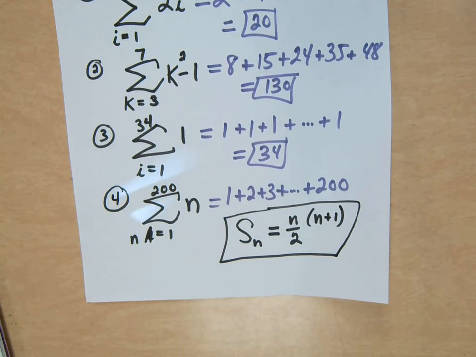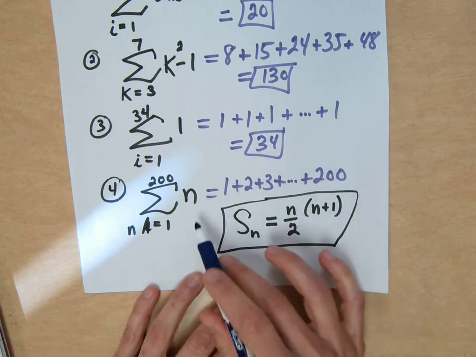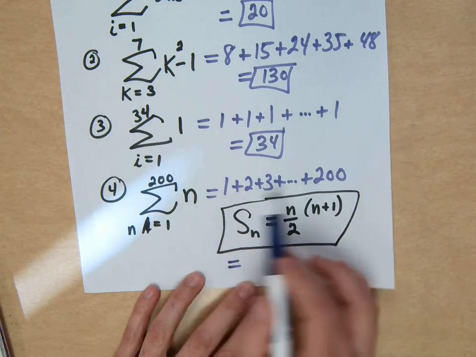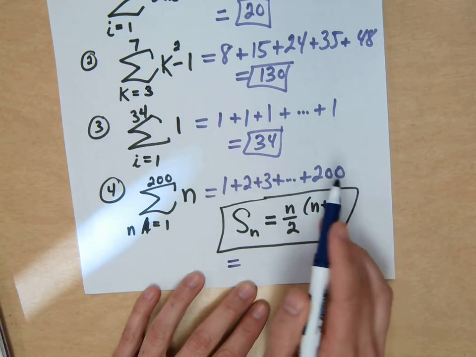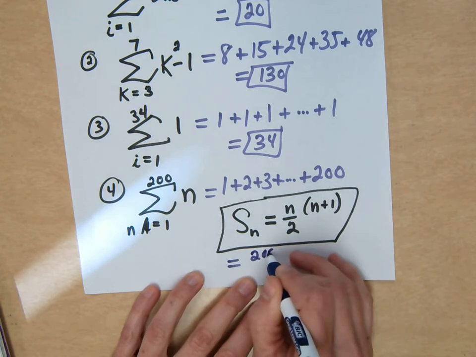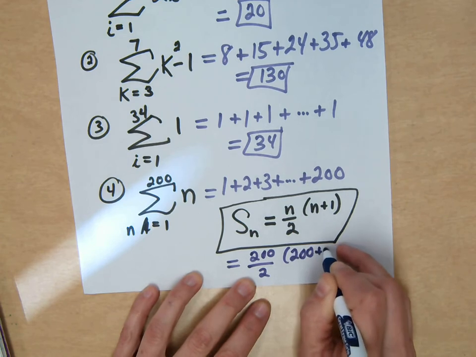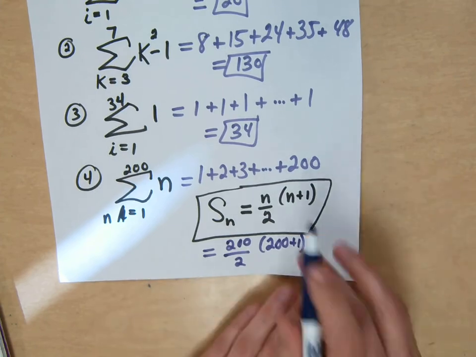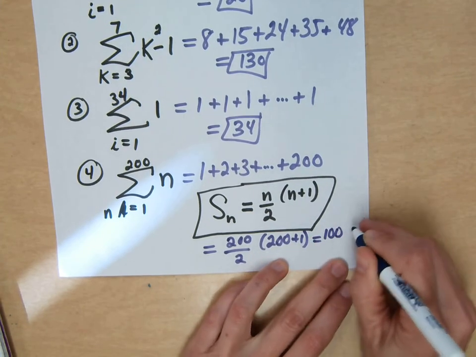So what would it be in this example? What's n? N is, we're adding the numbers 1 to 200. So n is 200. So 200 over 2 times 200 plus 1. That's going to give us our answer. So we would do 100 times 201.